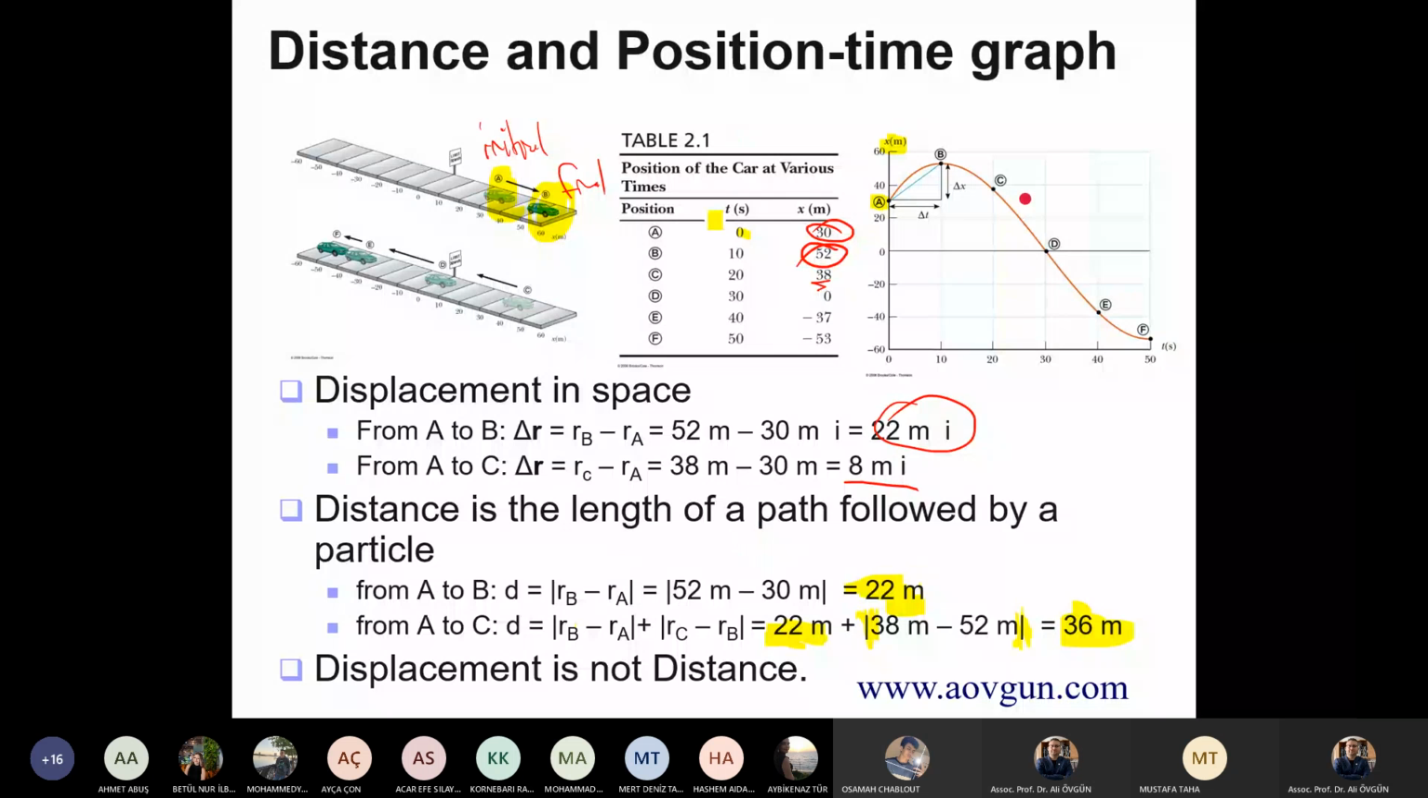So as you see that the displacement from A to C is 8 meter I hat, but distance is 36 meter. So they are different to each other. So displacement and distance are different to each other. One of them is vector, another one is scalar quantity.